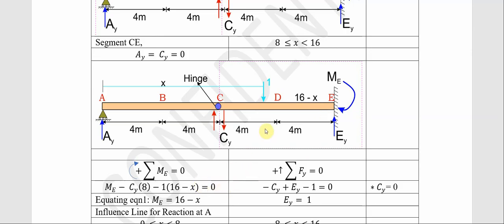Now if we adopt the same sign convention that we did the other time, taking summation of forces along the vertical component to be equals to 0, we have this one, this one, and this one. This one is coming downward, which is negative CY. This one is coming downward, which is negative 1, and this one is coming upward, which is plus EY. So we have minus CY plus EY minus 1 equals to 0. Even though we know that CY equals to 0 from our initial understanding, if we put our 0 here, definitely our EY will be equals to 1.